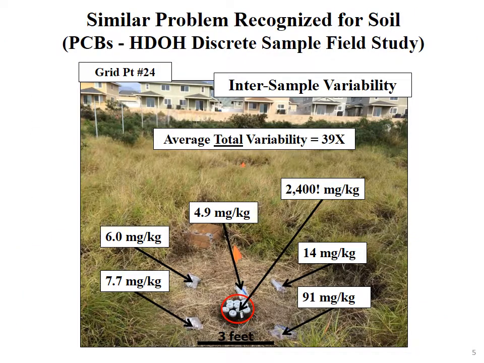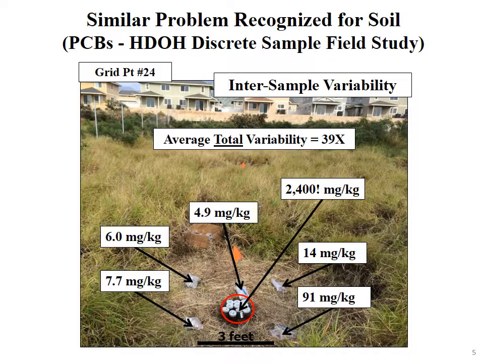We see the same thing in contaminated soil. This is a study that DOH did a few years ago. We've given presentations on this, where we collected hundreds of co-located discrete soil samples around individual grid points. This is an example from a PCB site where we looked at inter-sample variability, or variability between co-located samples. And you can see here, within just a few feet, even a few inches of each other, the concentration of PCBs reported in the samples can vary quite dramatically, from a low of 4.9 ppm to just a few inches away at 2400 ppm.